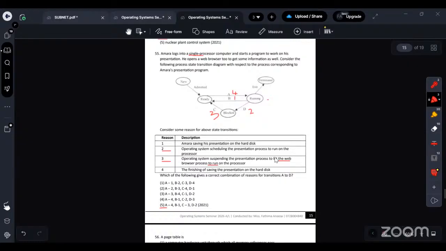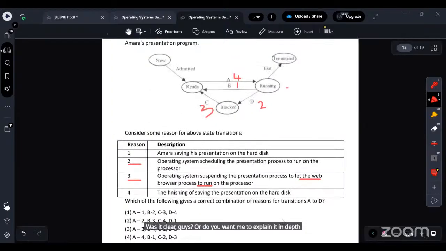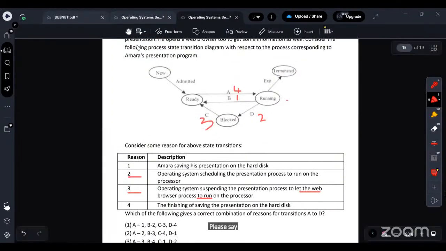Was it clear, guys, or do you want me to explain it in depth? Please say yes or no. Was it clear, everyone? Not clear. Okay.